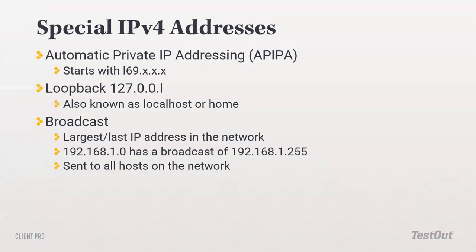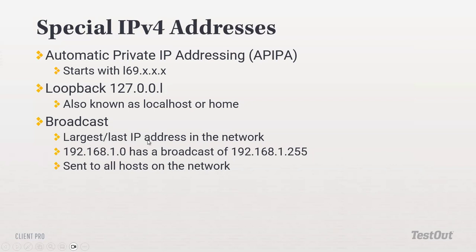So special addresses: we talked about the APIPA addresses. It's actually 169.254, and that shouldn't be an I, it should be a number 1. So 169.254 is for APIPA. We talked about the loopback address, and again, that should be a 1. I don't know why they came up with I's for the slides. It's also known as the localhost, and that's when you ping yourself to test your own IP interface.